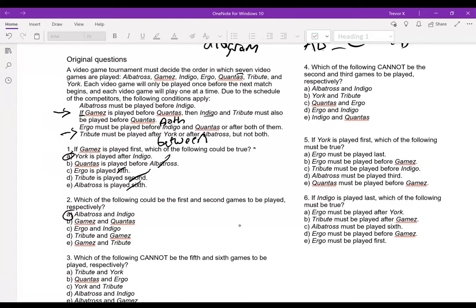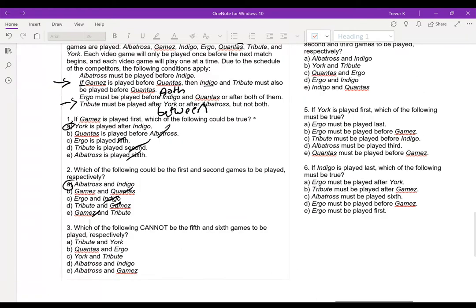Games and Qantas, rule two says no, because if games is before Qantas, Indigo and Tribute must be before Qantas. So no. C, Ergo and Indigo, no, because this is rule one. Albatross must be before Indigo, no. Tribute and games, well, let's see. This means Tribute is going to be before Qantas, and this means games is also going to be before Qantas. And no, Tribute must be between York and Albatross. Nope, and that also crosses out E.